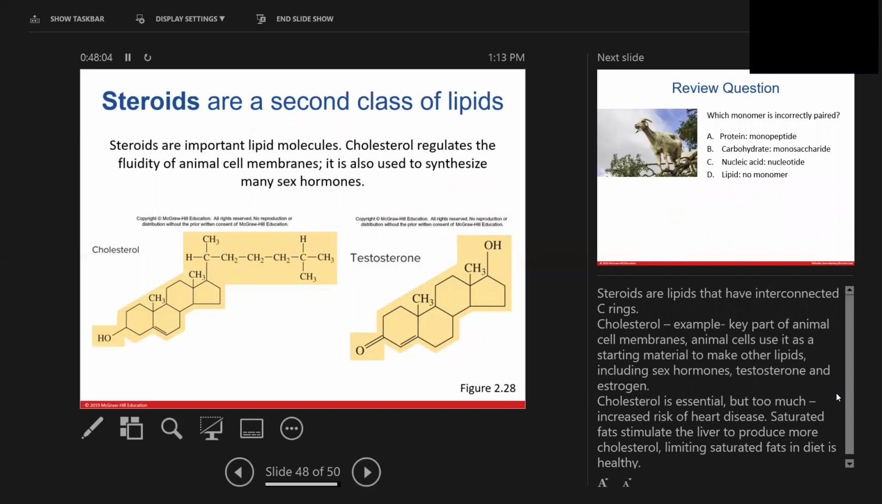Now, steroids are the second class of lipids. They're a really important lipid molecule. You're going to find them in just about every part of your body. Pretty much any hormone that you have is considered a steroid. Things like testosterone, estrogen, LH, HGH, a lot of that stuff is all controlled by these very small, odd-looking lipids that allow your body to tell other parts of your body what to do.